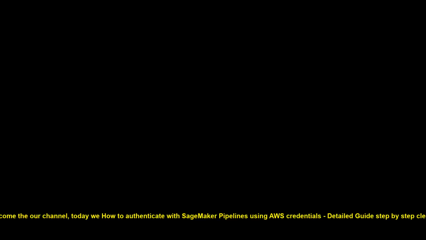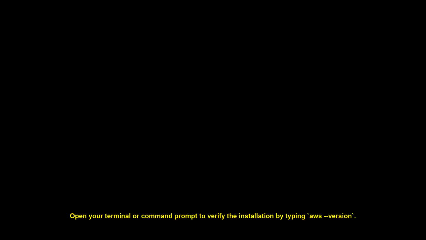Welcome to our channel. Today we will show how to authenticate with SageMaker Pipelines using AWS credentials, a detailed guide step by step clearly. To authenticate with SageMaker Pipelines using AWS credentials, begin by ensuring you have the AWS command line interface installed on your computer. Open your terminal or command prompt to verify the installation by typing aws --version. If the AWS CLI is not installed, follow the official AWS documentation to set it up.